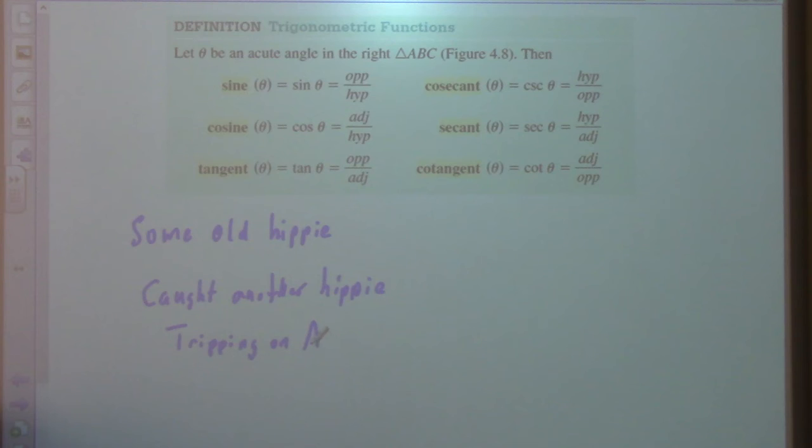Tripping on acid. So what we have for sine theta is going to be equal to our opposite over hypotenuse. Some old hippie caught another hippie is going to be cosine theta equals adjacent over hypotenuse. And finally, your tangent theta, which you usually see abbreviated TAN, is equal to our opposite over adjacent.